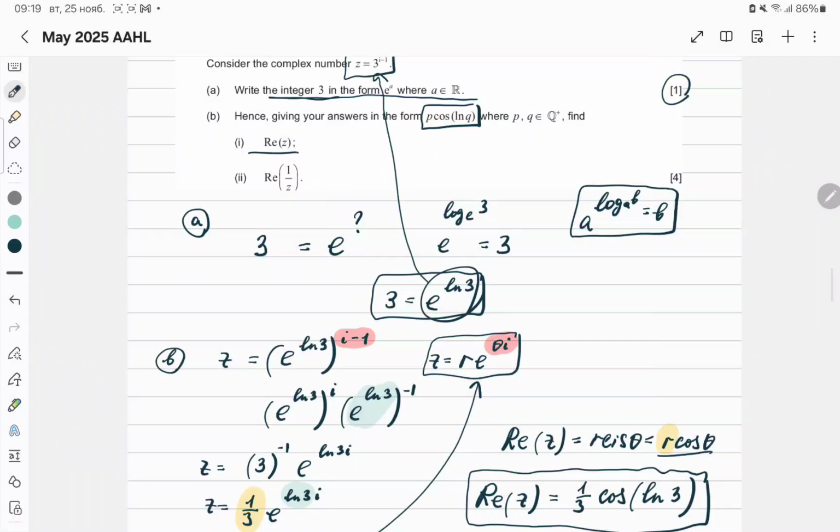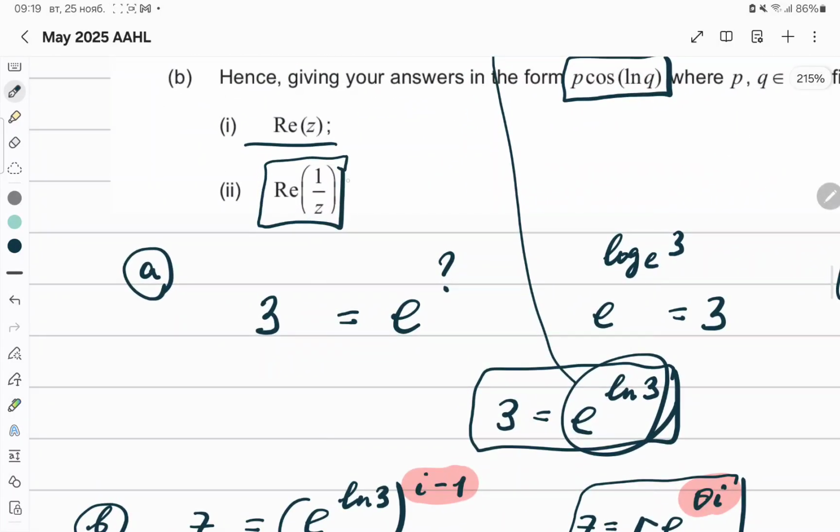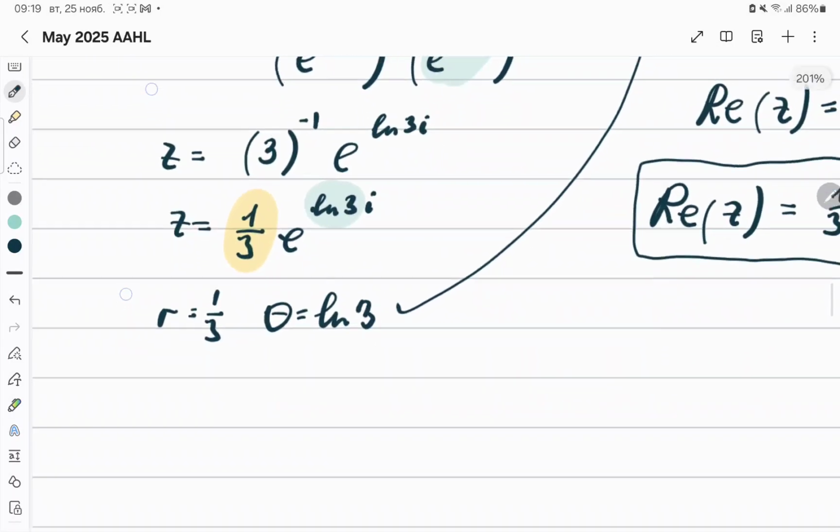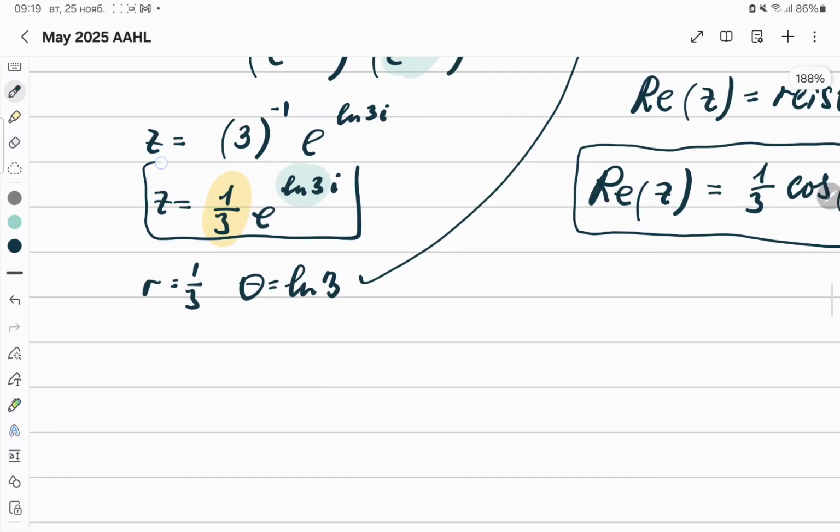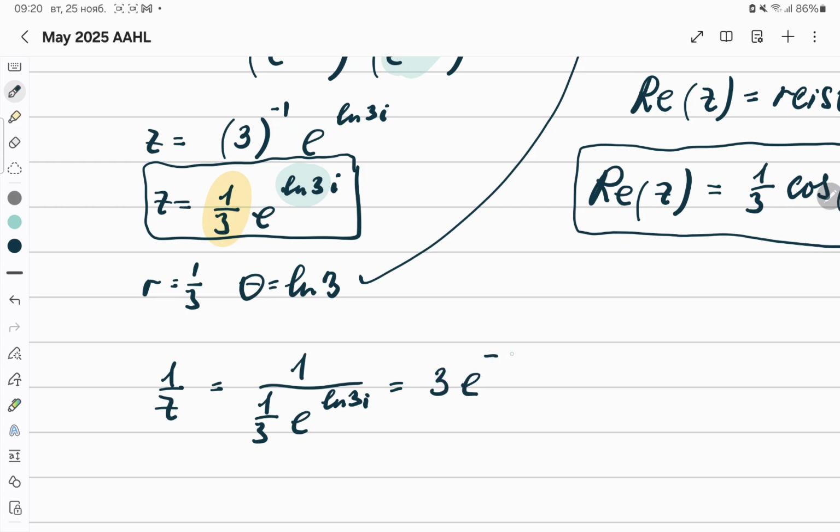Now let's turn to the part b2. It says real part of 1 over z. So our complex number is this one, yeah? So let's underline that it is our complex number, and it means that 1 over z will be equal to 1 over 3 e in power ln 3 i. Okay, and now using the property of exponents, we can say that it is 3 e in power negative ln 3 i, right? Negative ln 3 i. That's how you will get another 1 mark.